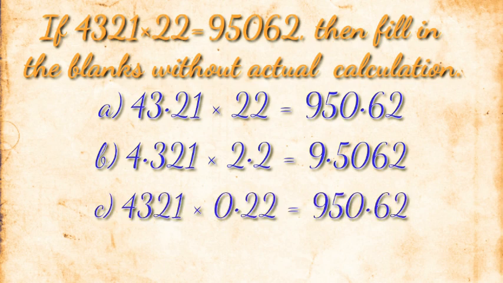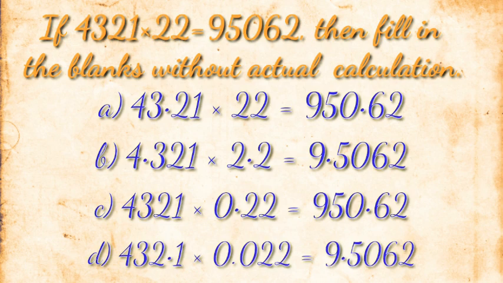Next, C part, 4321, multiply it with 0.22. So here decimal is there only in the multiplier. 95,062 is the answer, but we have to insert a decimal as well by leaving how many places? 2 places. So from the right side leave 2 places, 950.62.